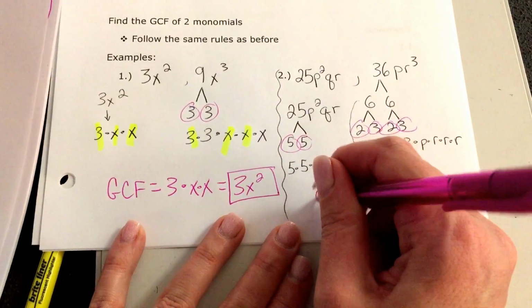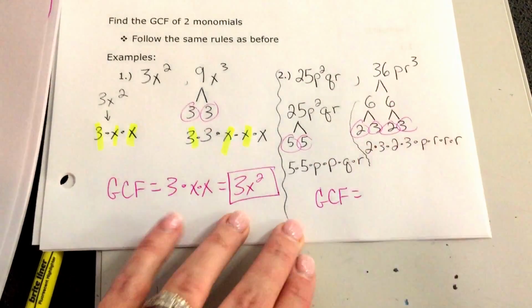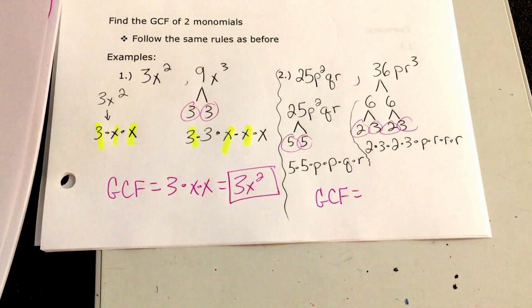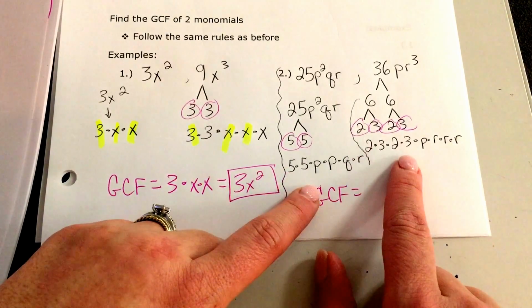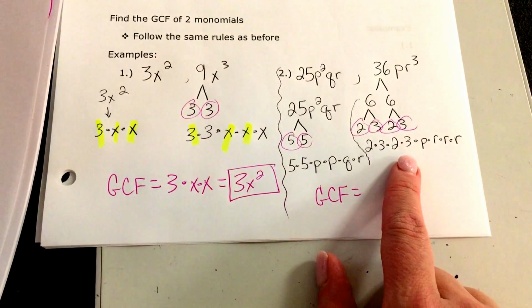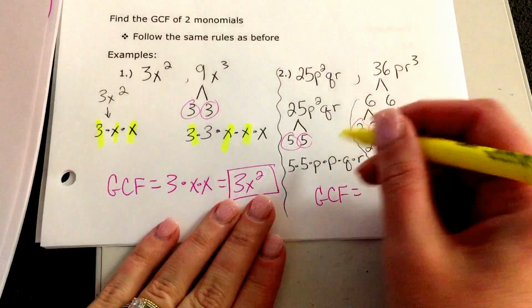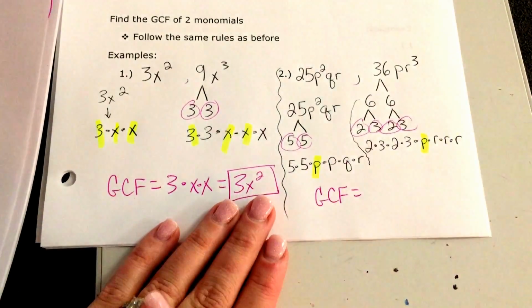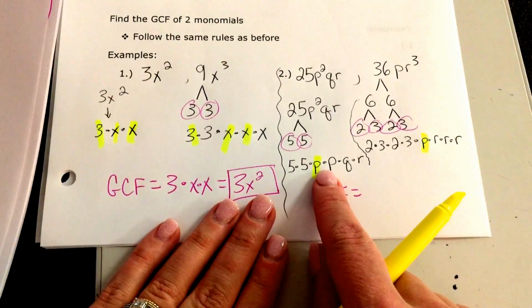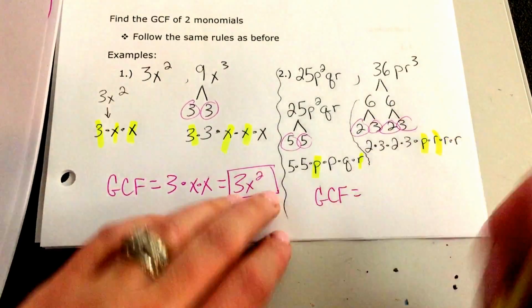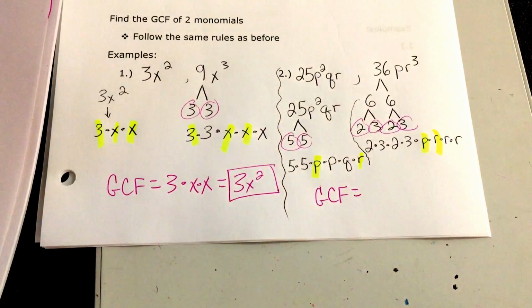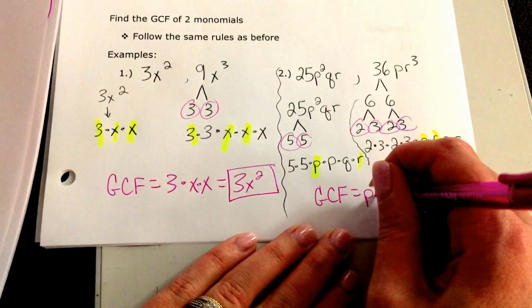Now, greatest common factor. Okay. Well, first I'm going to pull out 5s. Can I pull out any 5s? No. 2s or 3s? No, because I don't have them in both. Oh, I do have a p, so we just pull out the p. I can't pull out another p. I cannot pull out a q, but I can pull out an r. So your greatest common factor is PR.